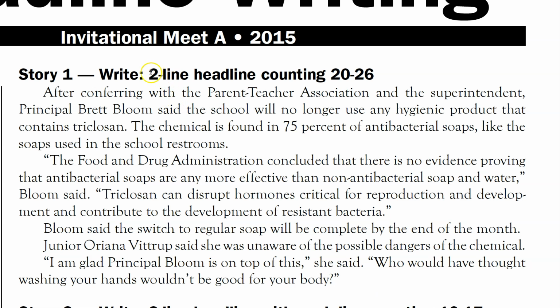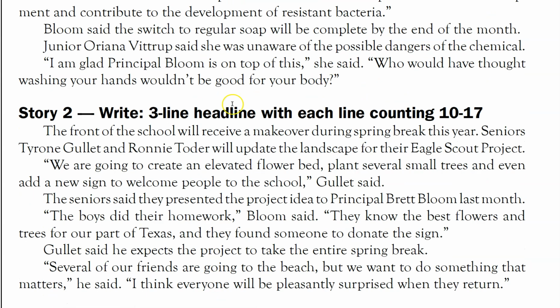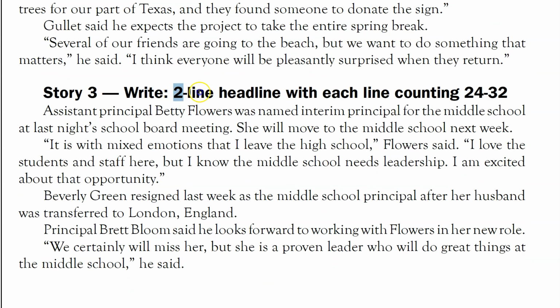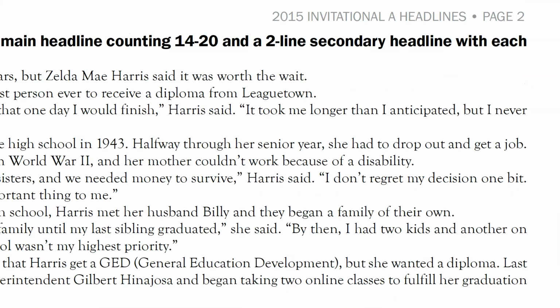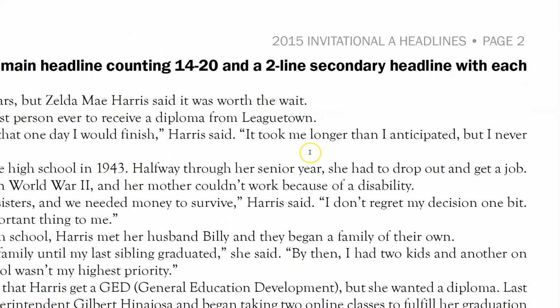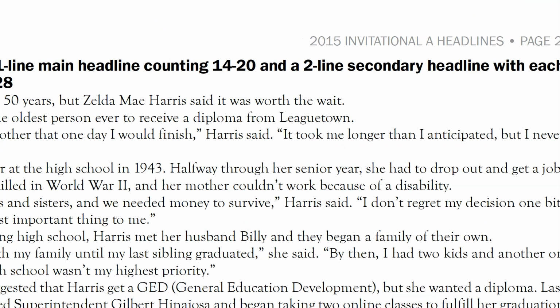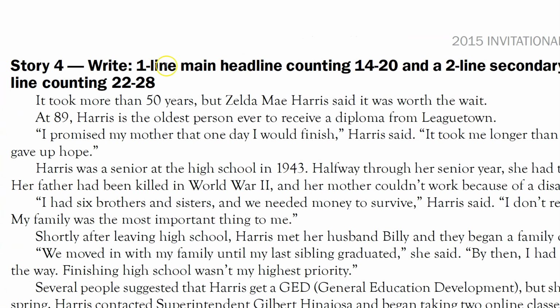So a lot of times what you'll see is some variation of types of headlines. You see a 2-line headline, and you look over here, this one has a 3-line headline. You look over here, a 2-line headline with each line counting 24 to 32. They all have that count on there. And then you might see something like this, and it's a little different. Write a 1-line main headline and a 2-line secondary headline. So that's a little different, and we'll talk about that in a second.